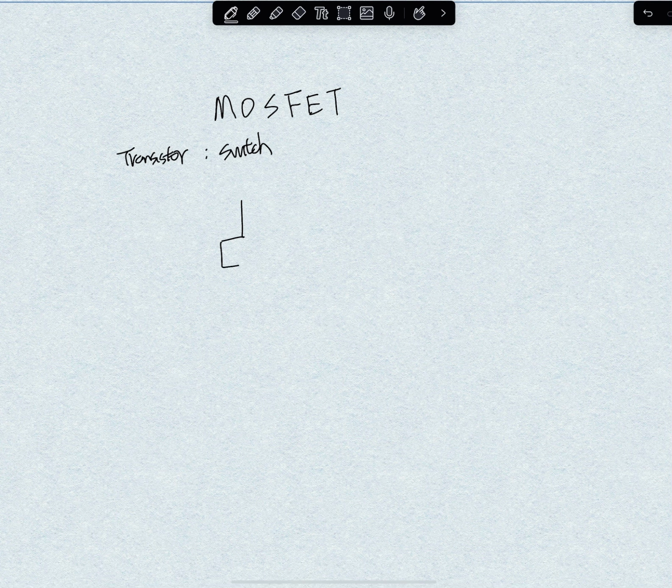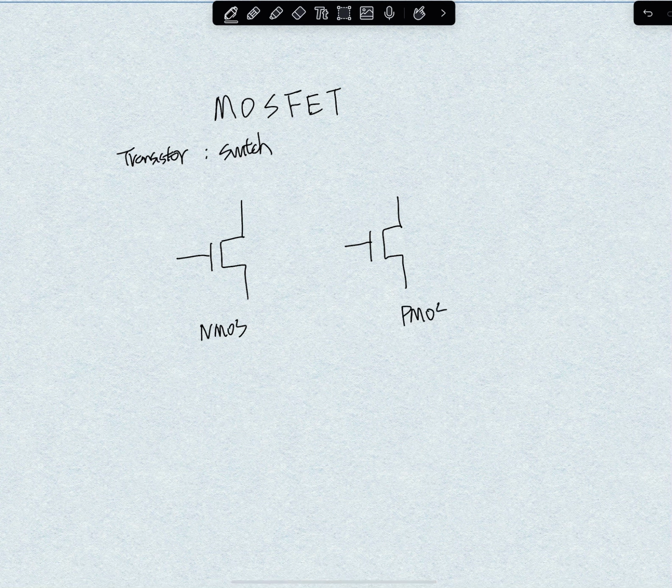Hello everyone, today we are going to talk about the MOSFET, the metal oxide semiconductor device, which is a transistor. Transistors are switches that can be controlled as open and closed. Let's draw the MOSFETs. There are two types of MOSFET, which are NMOS and PMOS.